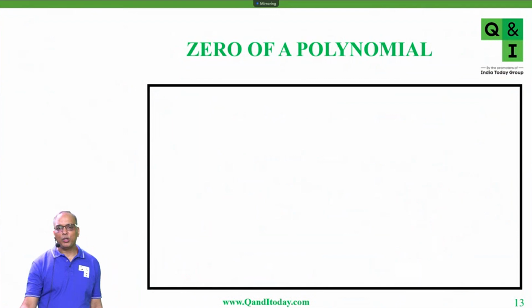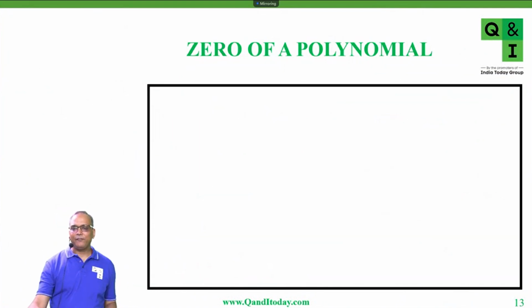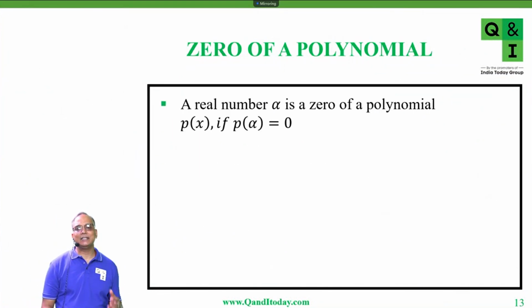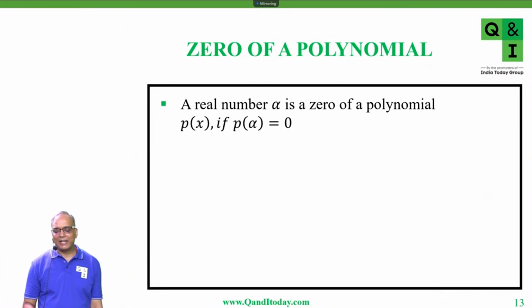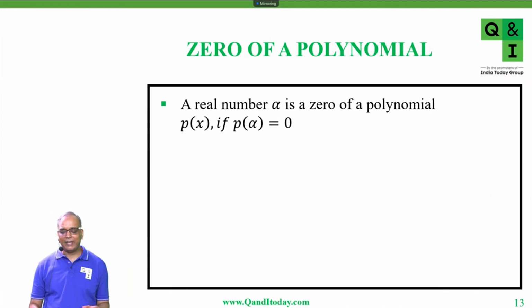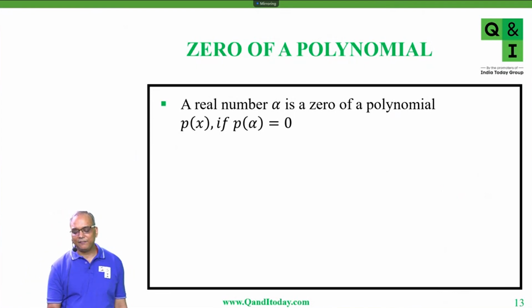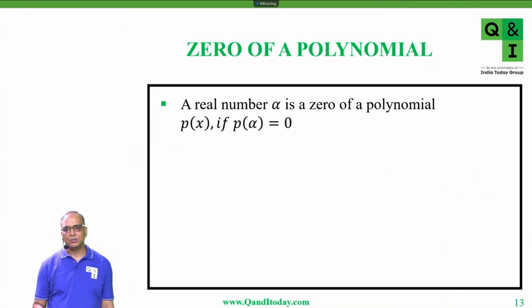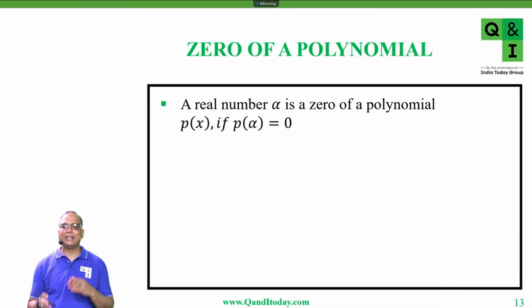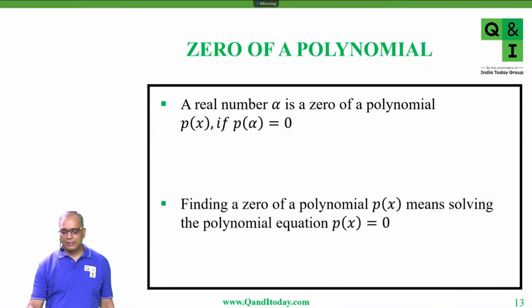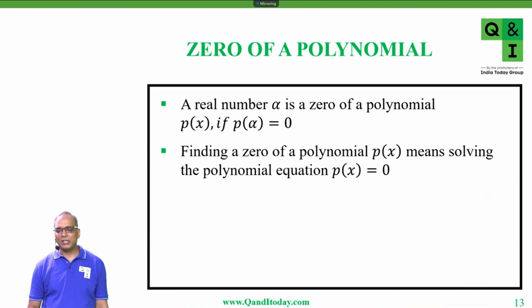Now, zero of a polynomial. The value of x for which the polynomial p(x) is equal to 0 is called a zero of the polynomial. So a real number alpha is a zero of the polynomial p(x) if p(alpha) is equal to 0. If the value of the polynomial at x equal to alpha is 0, then that value of the variable x, that is x equal to alpha, is called the zero of the polynomial. Clear? So finding a zero of a polynomial p(x) means solving the polynomial equation p(x) = 0.